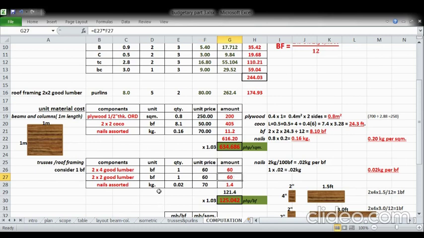And a kilogram of nails, 0.02. How did we get 0.02? Again, another rule of thumb. In carpentry works, 0.02 kilograms will be used per board foot. If you have 1 board foot, the amount of nails that you would use is 0.02 kilograms. The rule of thumb is 2 kilograms per 100 board feet, that is 0.02 kilograms per board foot. The unit price is 70. So find the amount: 1 times 60 is 60 pesos per board foot. Same also with the two by two, and here, kilograms of nails.